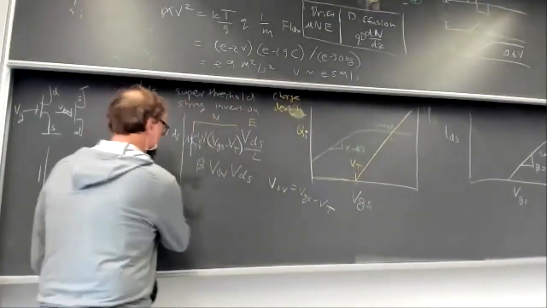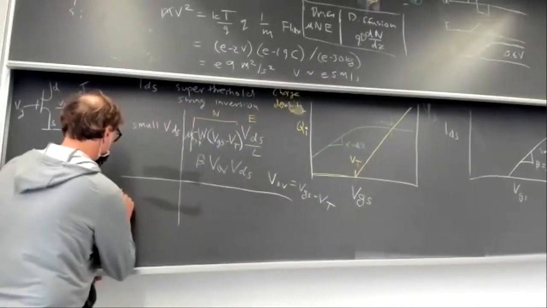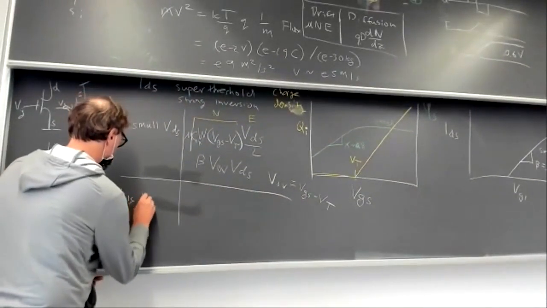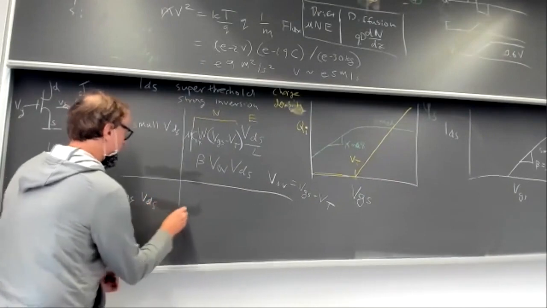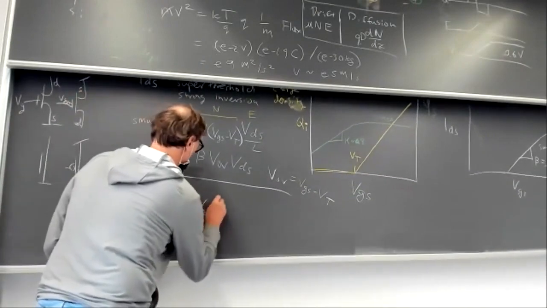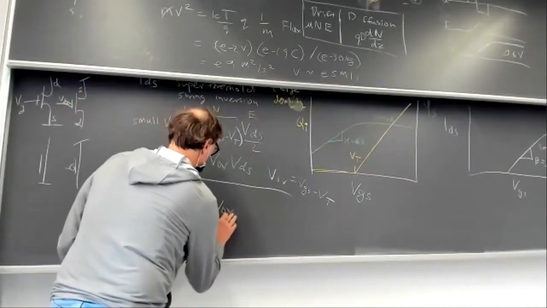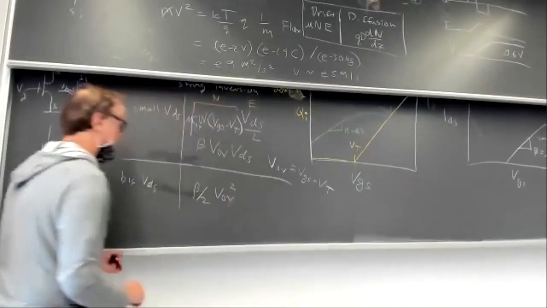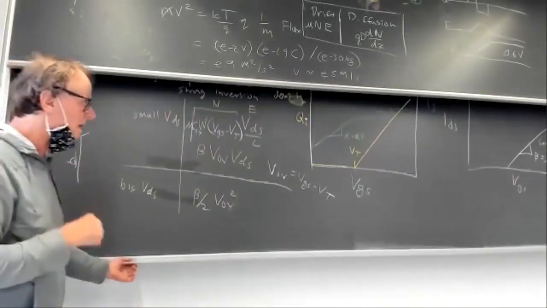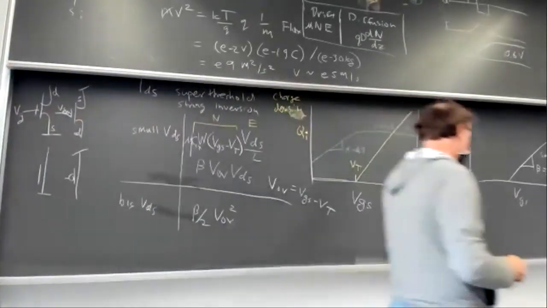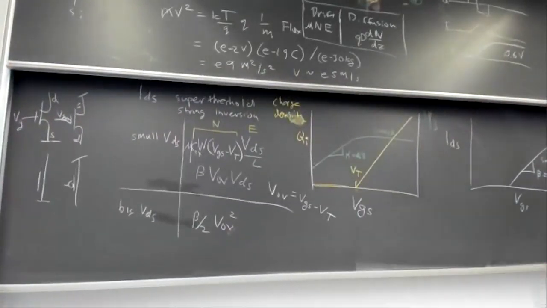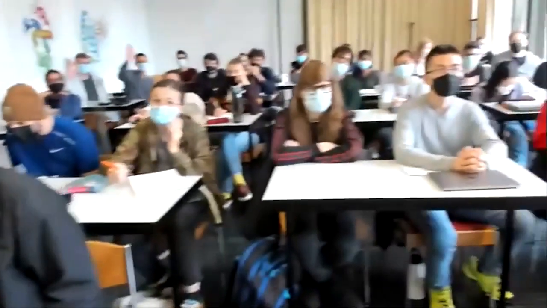But now when you go above threshold, big VDS, you go past saturation, then it becomes just beta over 2 V overdrive squared. It just goes as the square of the overdrive. And so that means if you go above threshold, I'll make another plot over here. Sorry for my plots, it's so messy, but it is organized up here.